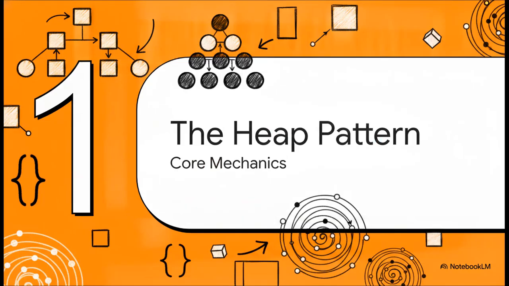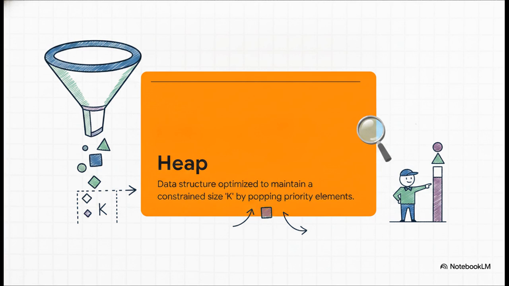Section 1, the heap pattern core mechanics. Let's look at the engine of our hero data structure. So what exactly is a heap when we're talking about these coding problems? Basically, a heap is a data structure perfectly optimized to maintain a constrained size, which, again, we usually just call K. It does this by constantly popping out the lowest or highest frequency, or priority, element. Now, don't worry about getting bogged down in the syntax of binary trees right now. Just focus purely on the conceptual mechanics.